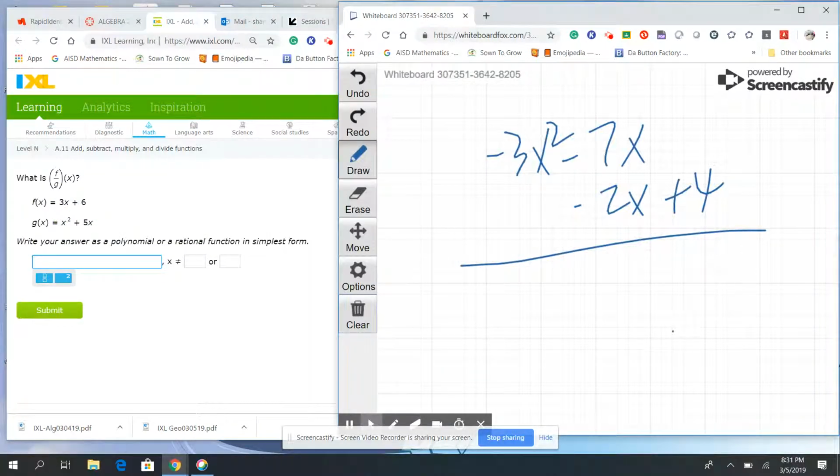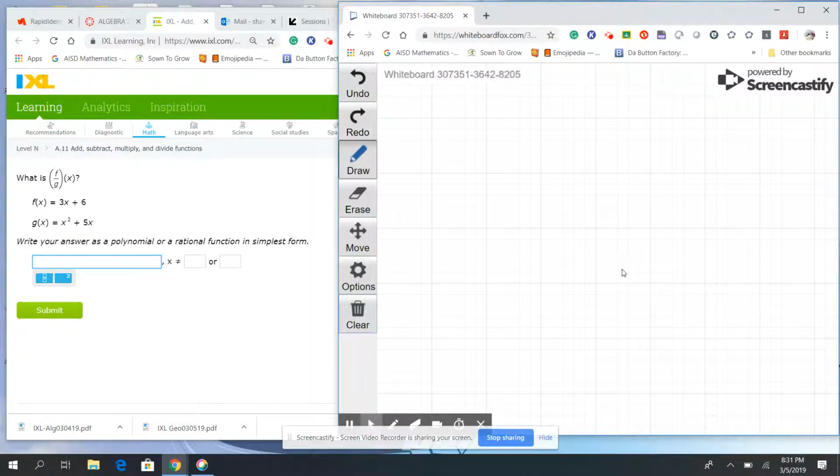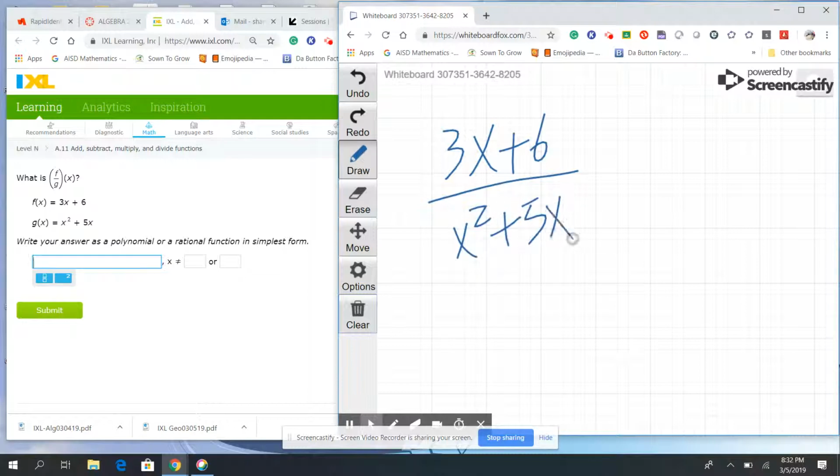Okay, this is the one I would like to spend time to talk about, since it's a little bit hard for you. So again, we're going to put 3x plus 6 divided by, so f of x divided by g of x, x squared plus 5x, right? And both terms we cannot simplify. So it's the second one that we have problems with, right? So this one, let me use a red color.